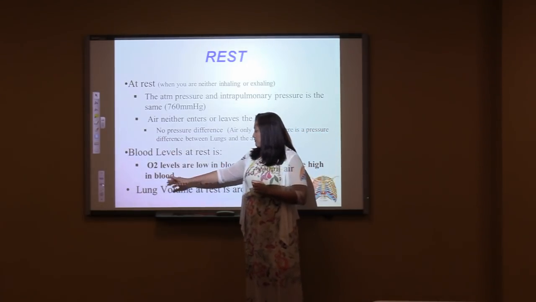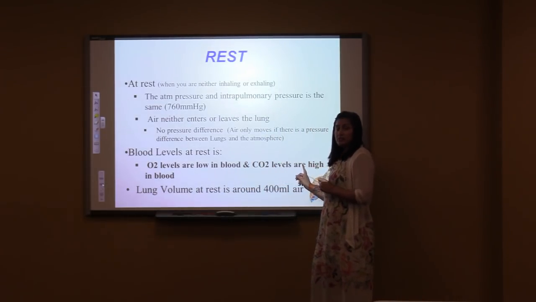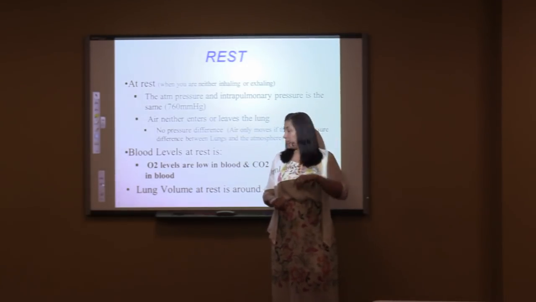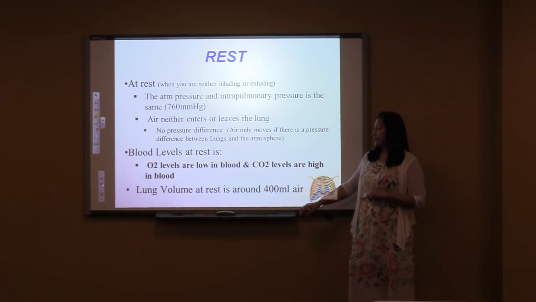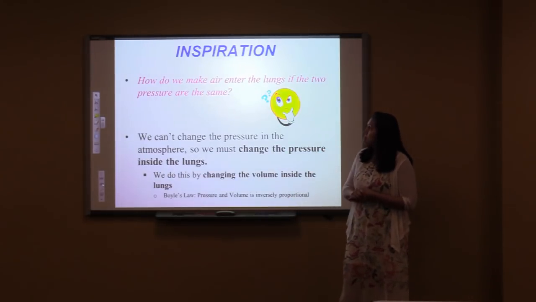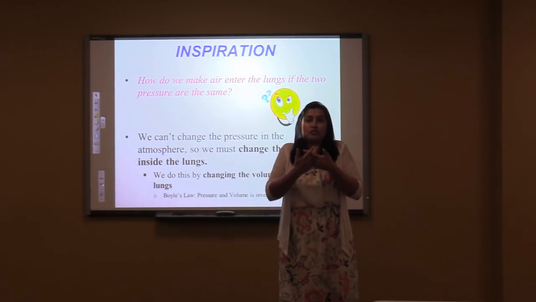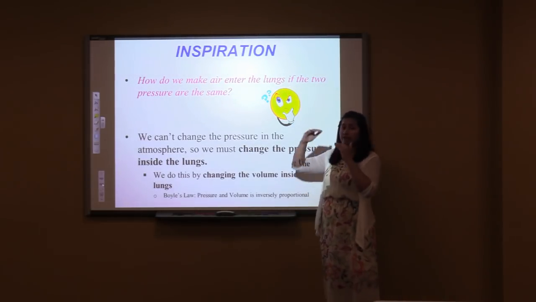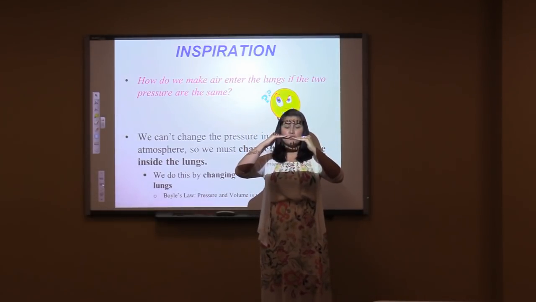Blood levels at rest: oxygen levels are low, whereas carbon dioxide levels in the blood are high. Lung volume at rest is around 400 milliliters of air. Now, we're going to see how our body is able to inhale. How do you do inspiration? So how do we make air enter the lungs if the two areas are equal? If the atmospheric pressure and the intrapulmonary pressure are equal, how do we make air go into our lungs?